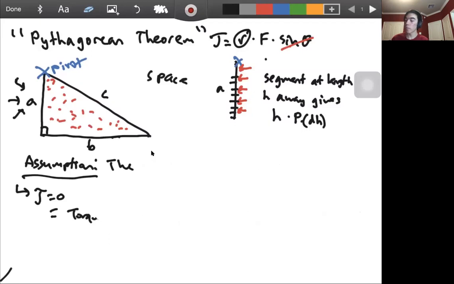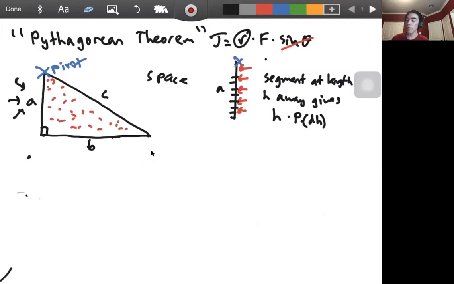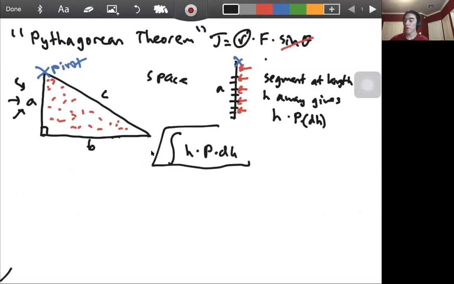So how do we sum up all of these? Well, summing up a lot of really small things is exactly what calculus does. So you can directly apply calculus to this and get the answer. And that would be integrating H times P times DH. If you know calculus, that's good. I'm going to assume some of you don't know calculus.